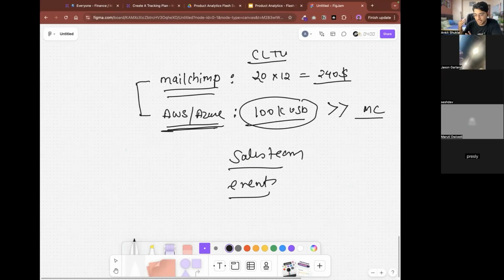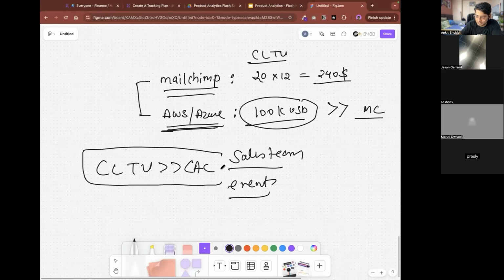And if you think that your cost to acquire a customer is high, then you have to think innovatively in order to make sure that you are able to get customers at a lower cost. That is what you need to do qualitatively as a product manager. So LTV should be greater than CAC. This is the ultimate equation for building any sustainable business.